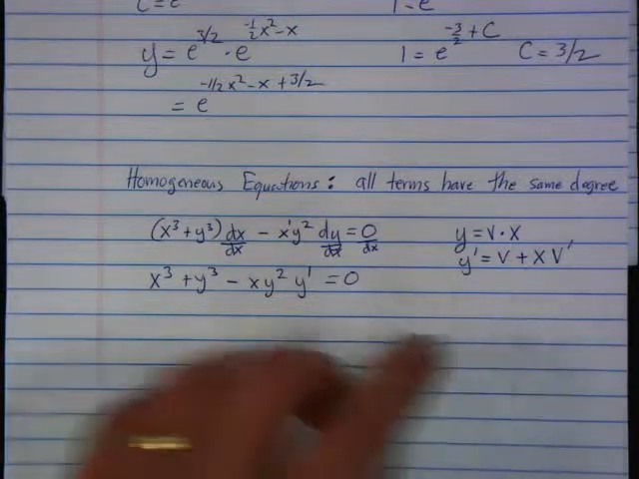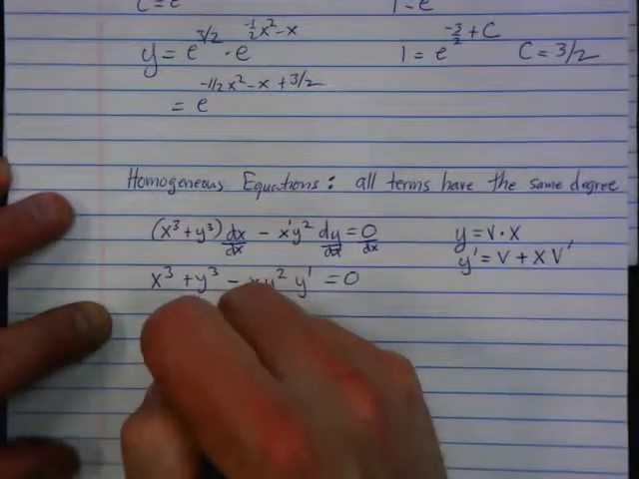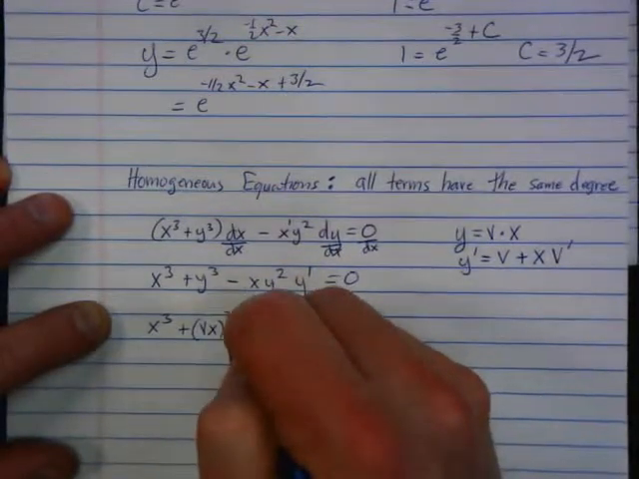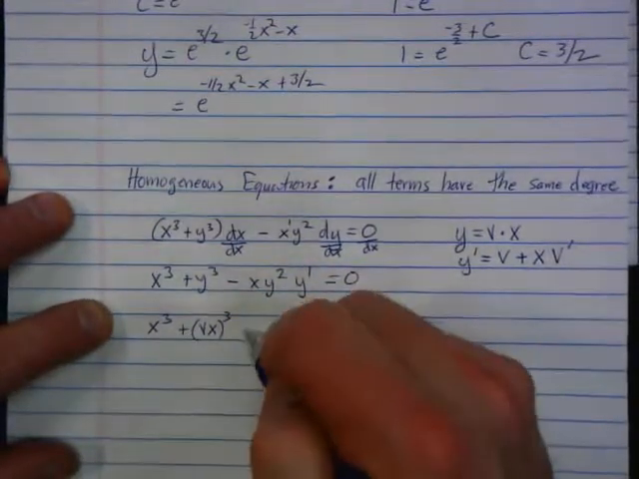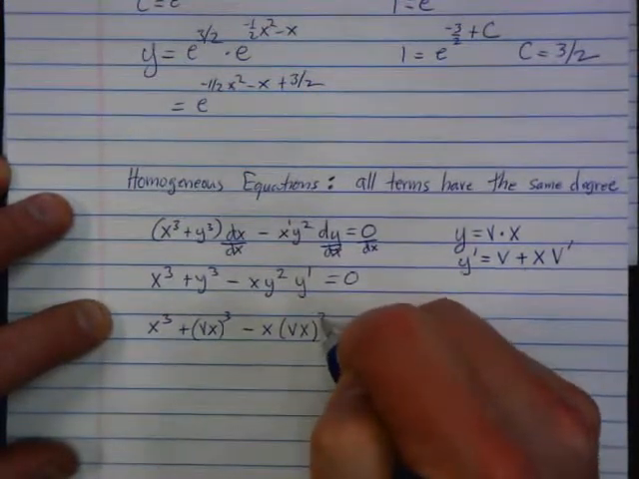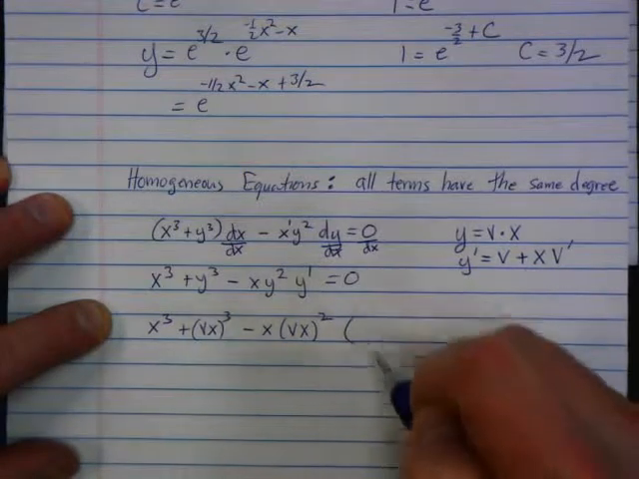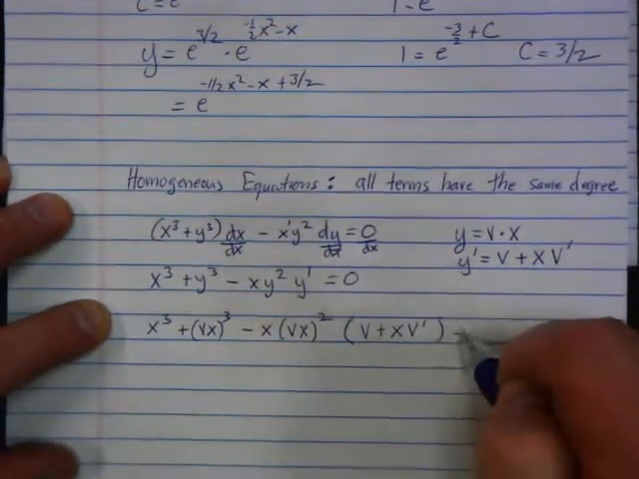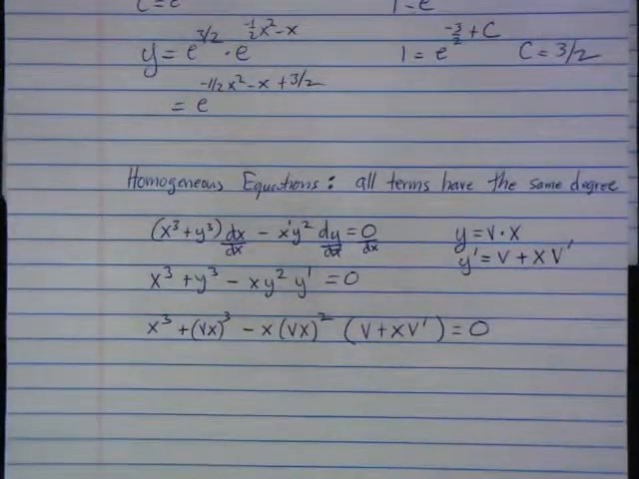Okay, so we make our substitutions. This is an x cubed plus vx whole thing cubed minus x times vx squared times v plus x v prime equals 0. And it looks like we made it worse, doesn't it? Well, it's about to get better.